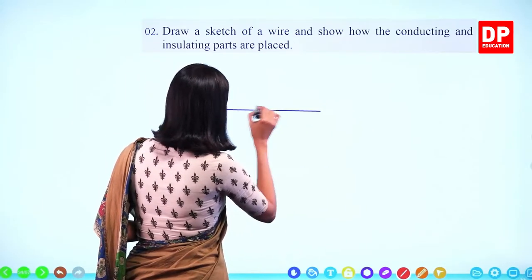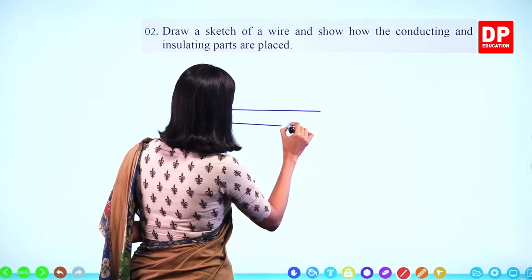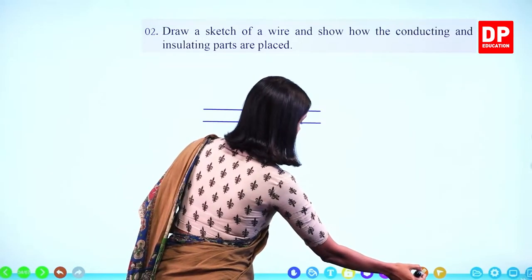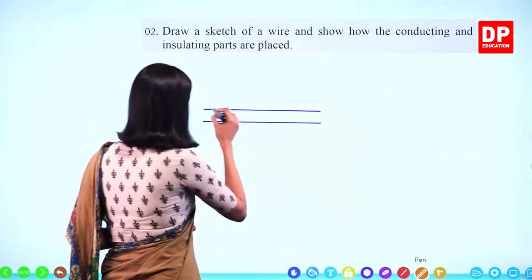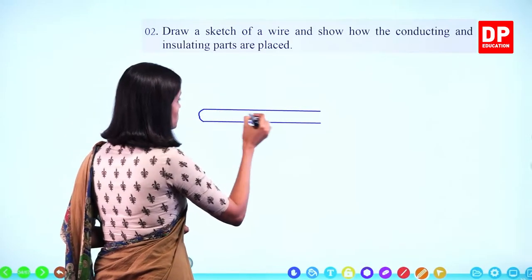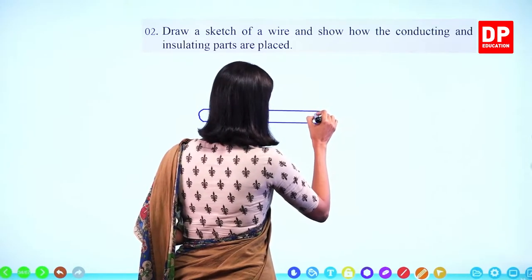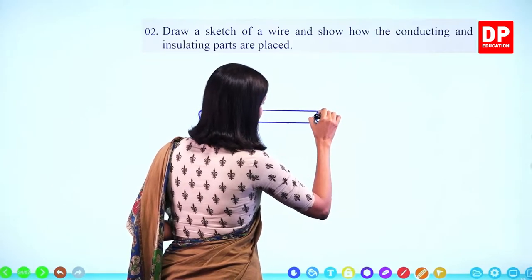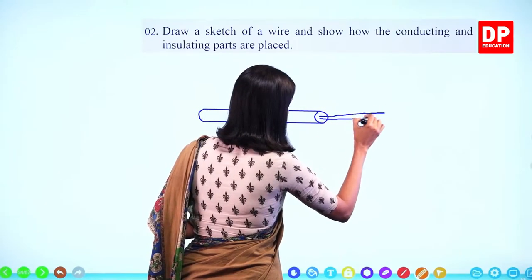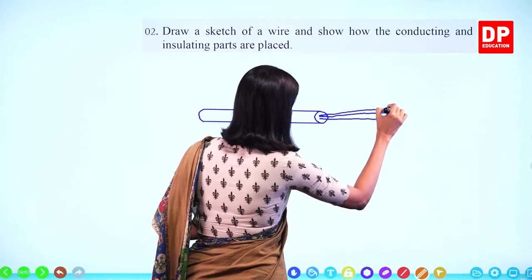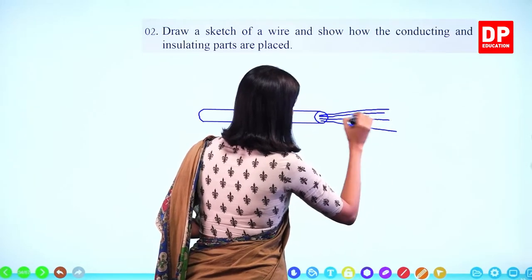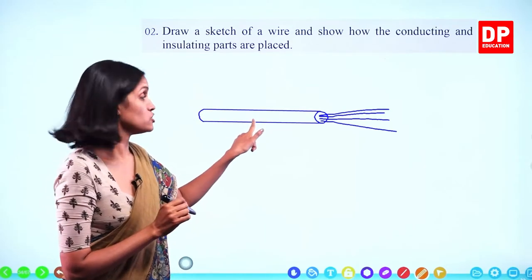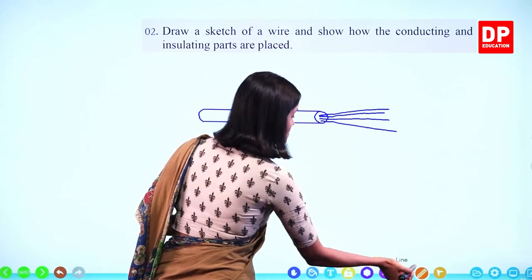We can draw the wire like this. So this is the outer cover. We can draw the outer cover like this. And you know that from the outer cover, the pieces of wire come out like this. And you all know this part conducts electricity, but this is an insulator. Okay, we'll mark them.